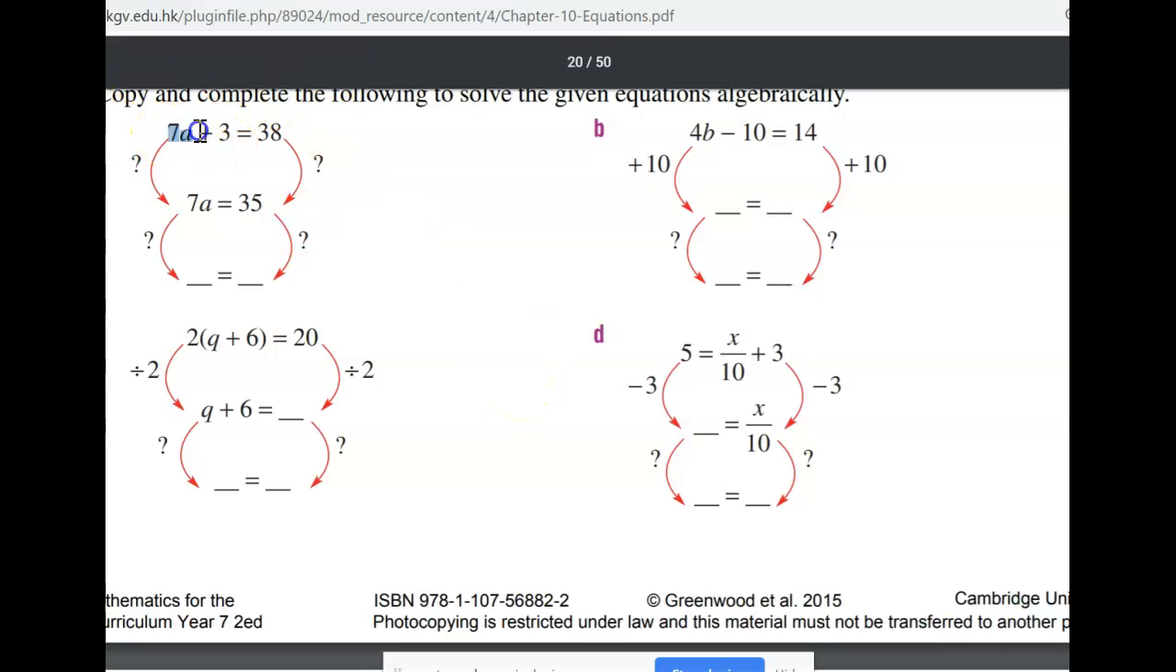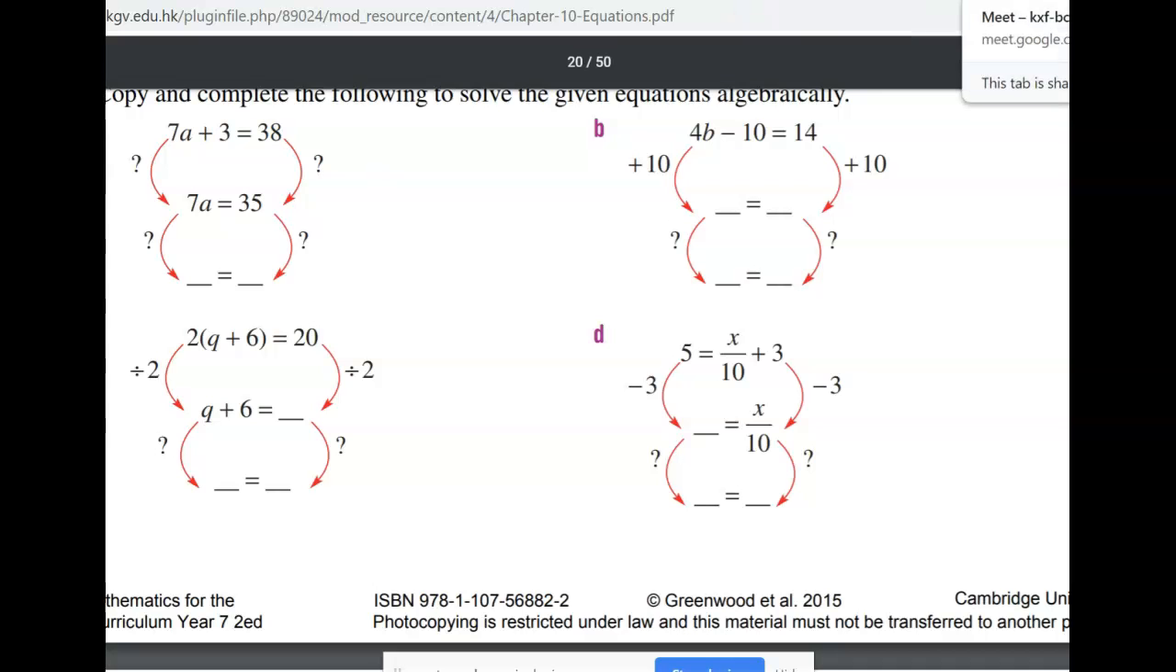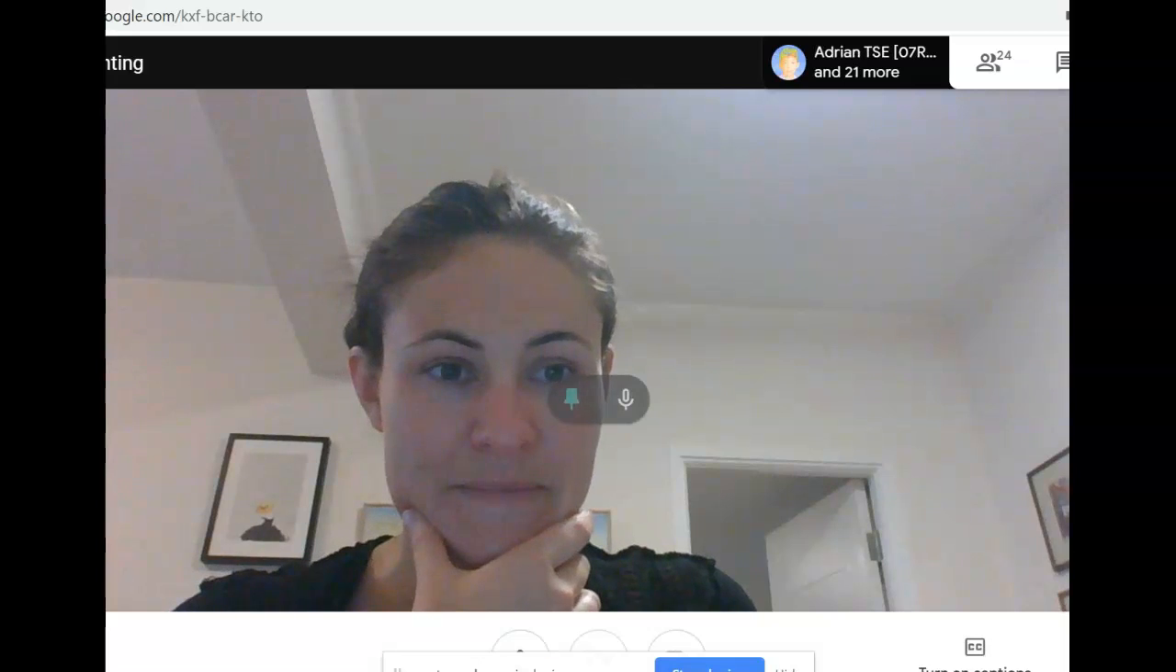So we're starting with 7a plus 3. This is why it's a two-step equation, because one step, we get 7a equals 35, and then the second step, we're going to have a equals something. So what's the first thing that we will undo? How do we get on the left-hand side from 7a plus 3 just to 7a? And on the right-hand side, we go from 38 to 35. What operation would be where this question mark is? Okay, so have a think and type the operation in now.